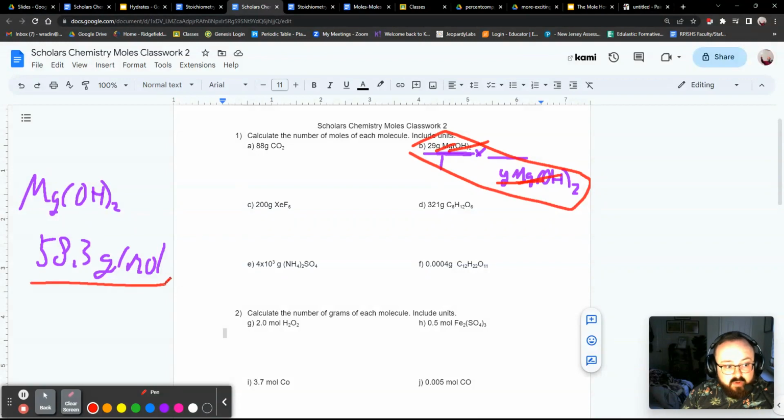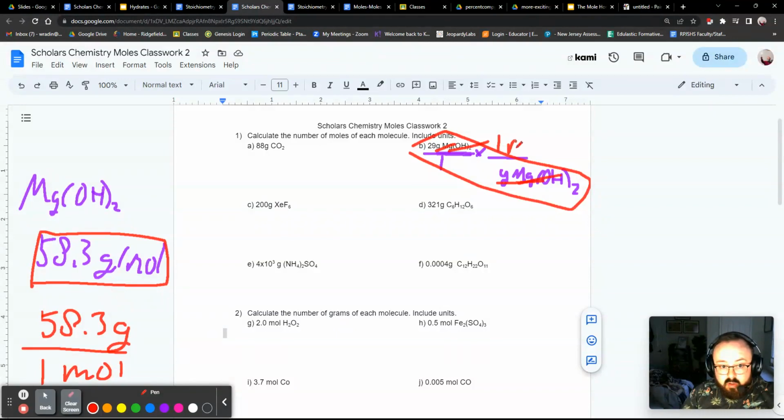And this is where my molar mass goes. Please don't put the 58.3 on the top; I've seen people do that. This 58.3 is glued to the grams. Think of it as G for glued. 58.3 always goes with the grams, because it's grams per 1 mole. It's always going to be 1 mole. 58.3 grams. So we get 29 divided by 58.3.